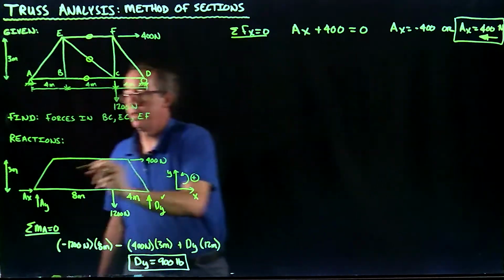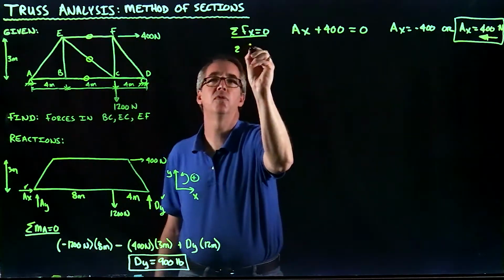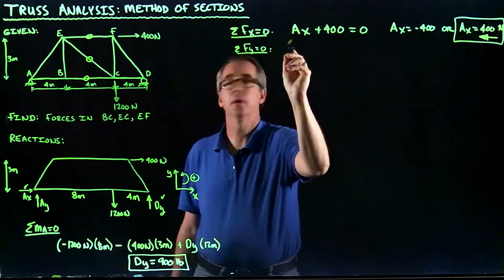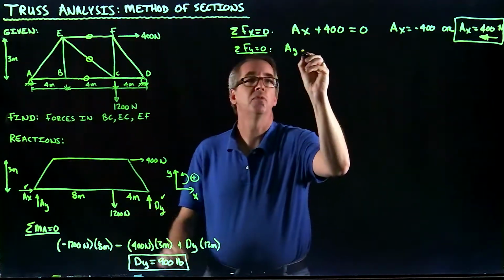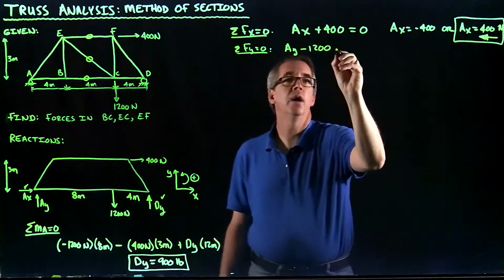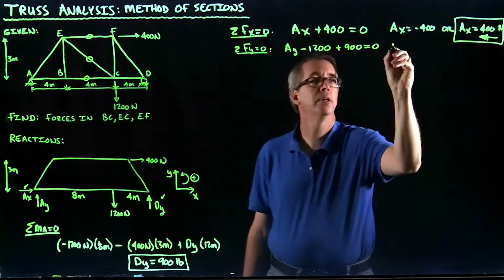Okay. And the last thing I have, of course, is going to be AY. There I'm going to just sum up forces in the y direction. Okay. So AY is going up, positive. I've got 1200 going down. Okay, I've got DY going up of 900. All that has to be in equilibrium.